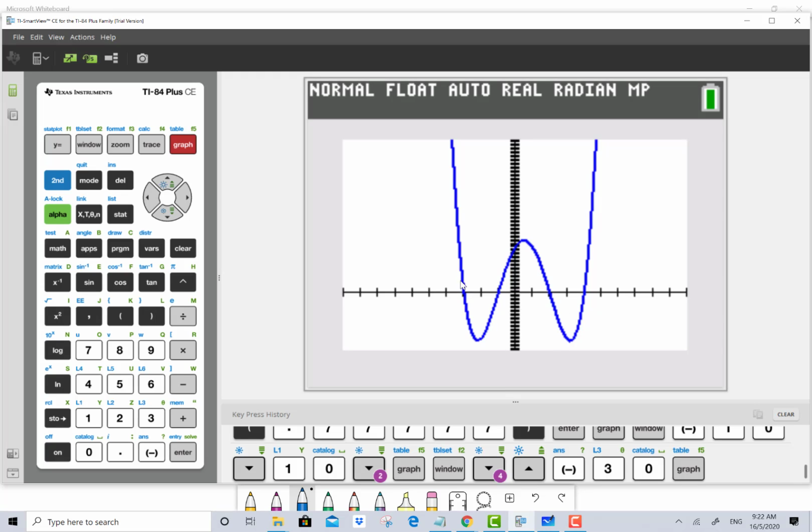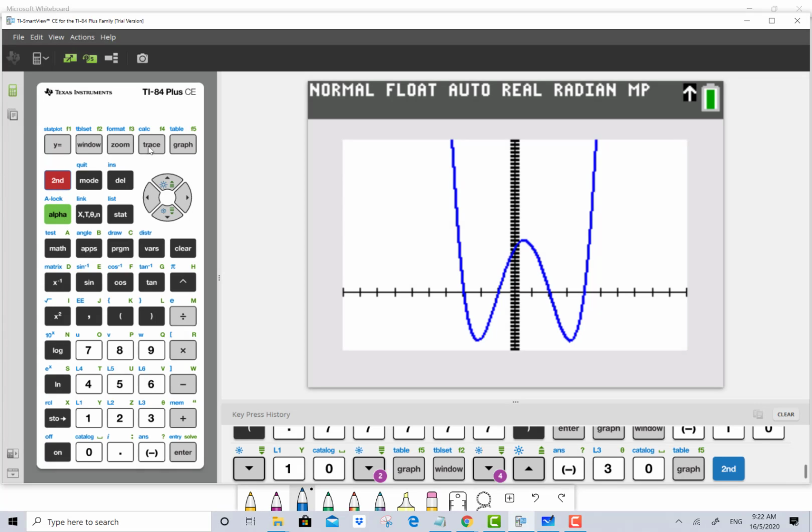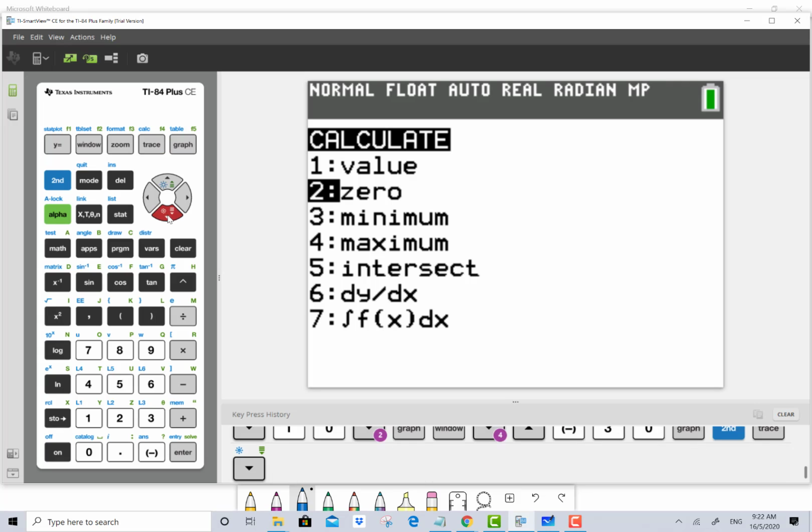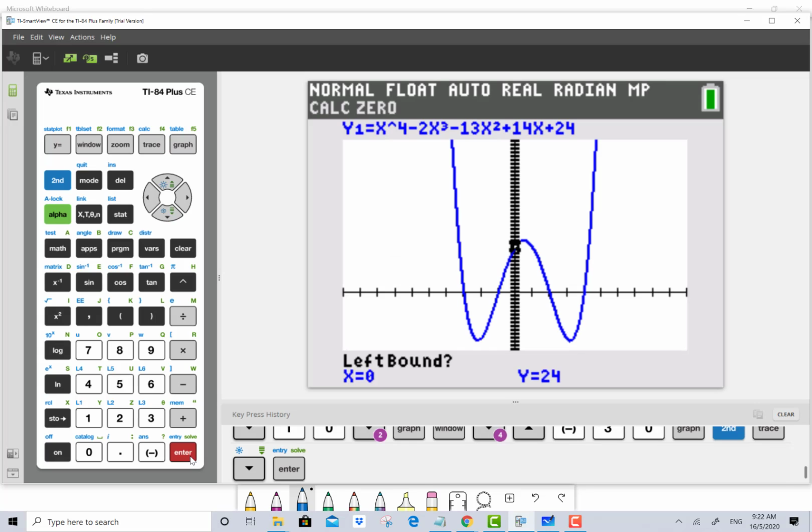I'm not going to do all of them. I'm going to do one of the zeros, and then you're going to realize that the process to find the zeros is pretty much the same irrespective of the situation. So let's take the first one. I'm going to hit second, calc, and go to zero. By looking at the graph, it is obvious that we have 1, 2, 3, 4 zeros. However, I'm just going to find one of these zeros, and the process is the same.